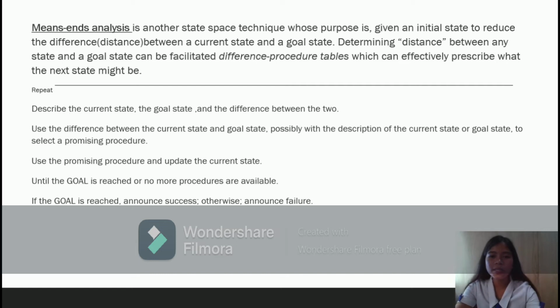To perform means-ends analysis, repeat: describe the current state, the goal state, and the difference between the two. Next, use the difference between the current state and goal state, possibly with the description of the current state or goal state, to select a promising procedure. Next, use the promising procedure and update the current state, until the goal is reached or no more procedures are available. If the goal is reached, announce success, otherwise announce failure.